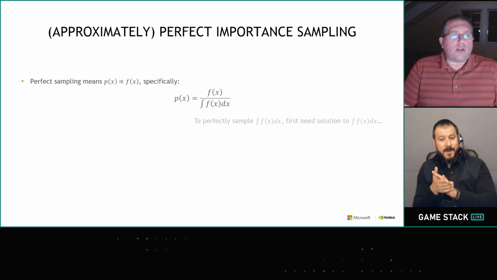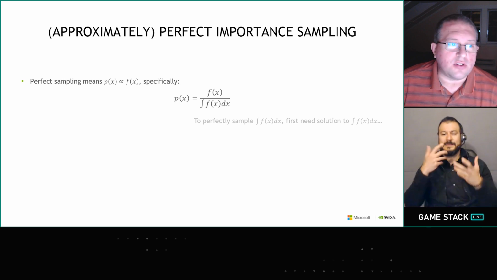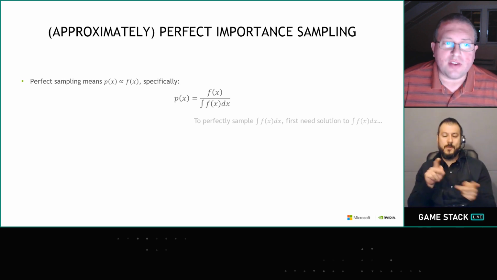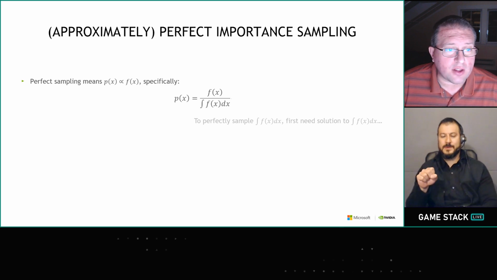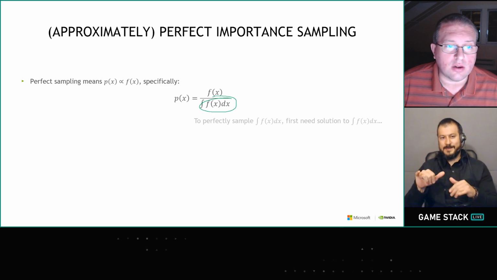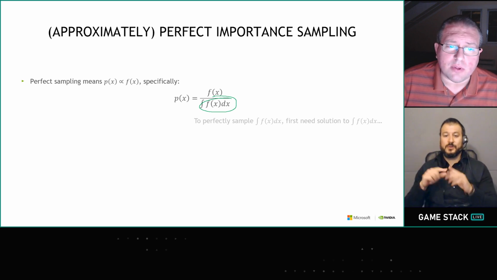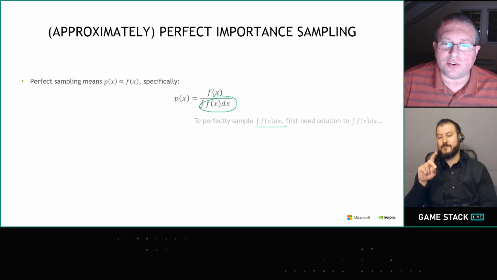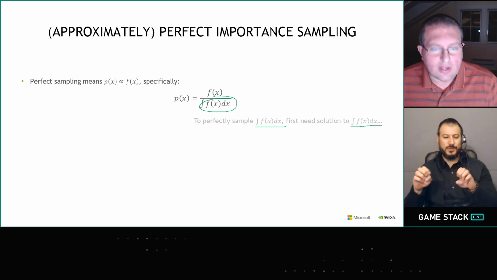In order to do this, you need to have your density function proportional to f. And because the density needs to integrate to 1, you can compute this constant of proportionality, and it's this integral here, which unfortunately means that in order to sample the rendering equation, you first need a solution to the rendering equation, which is a little unfortunate.